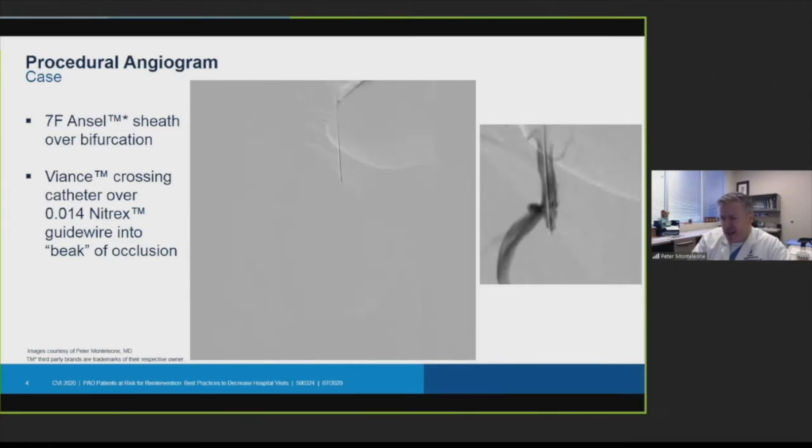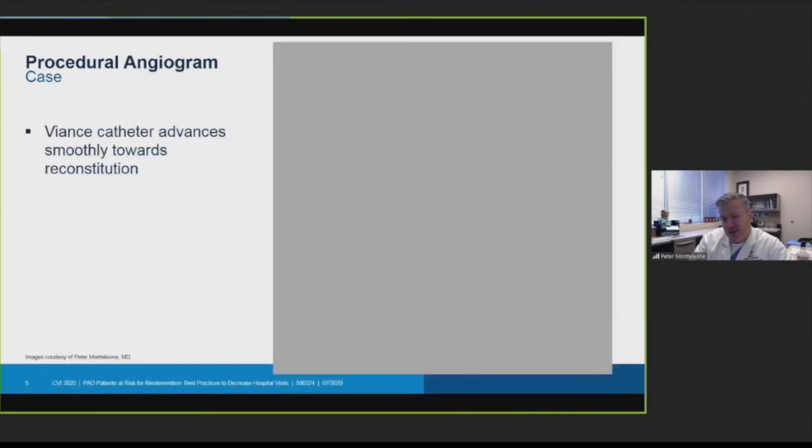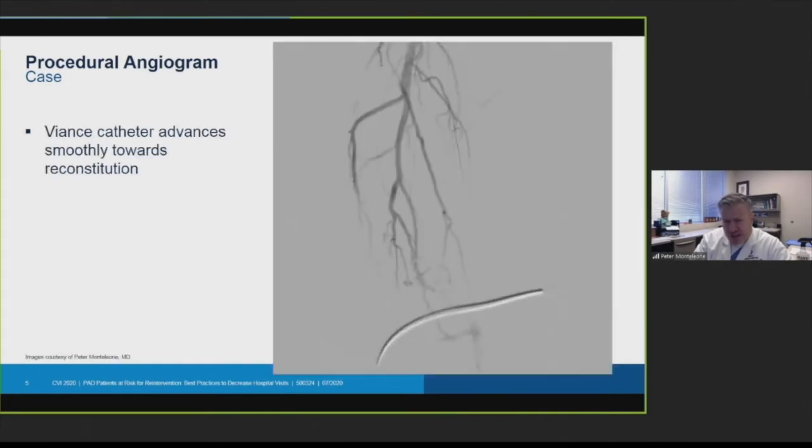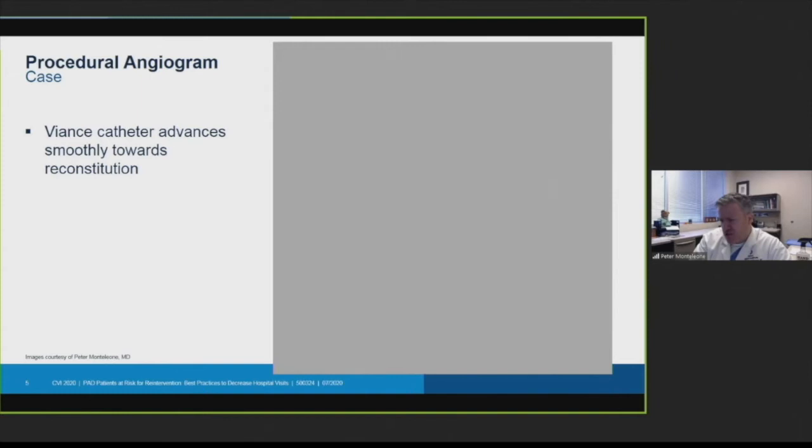In that setting, a 7 French Ansel sheath was advanced over the iliac bifurcation, and with many decisions and opportunities for crossing, in this situation, we used a Viance crossing catheter over an 014 nitrix guide wire. That Viance catheter was advanced into the beak of the occlusion, as you can see on the right side of the screen. The Viance advanced swiftly and smoothly towards the reconstitution.